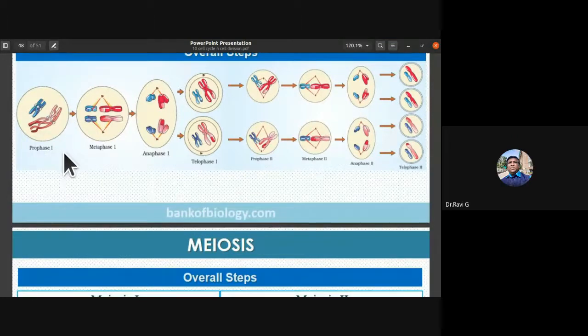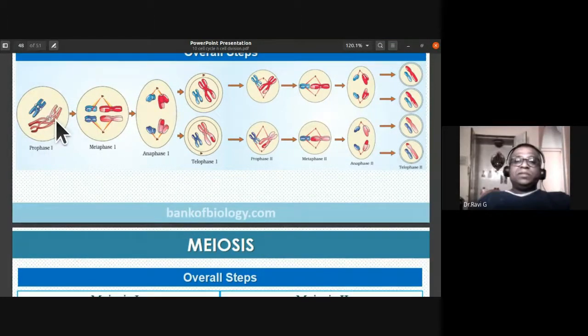In prophase 1, crossing over and genetic recombination take place. In metaphase 1, the homologous chromosomes are separated and move towards the opposite poles. In anaphase 1, the chromosomes have become haploid, as you can notice, and move towards the opposite poles. In telophase 1, there is a reappearance of nuclear membrane and nucleolus, and now these dyads, the two daughter cells, undergo meiosis 2.